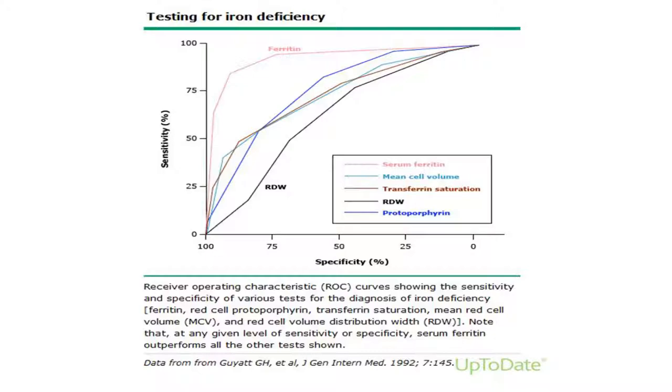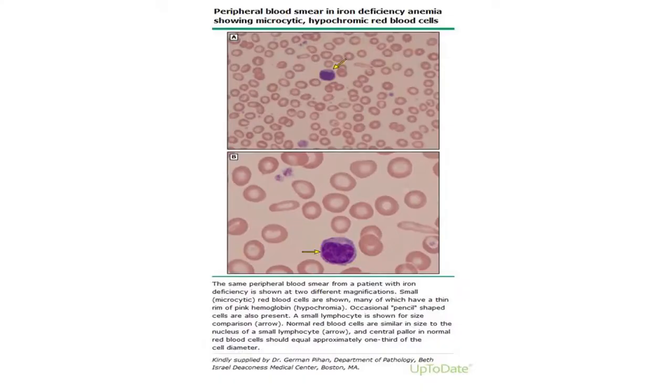Here a graph tells you how serum ferritin is very helpful in diagnosing iron deficiency anemia. It is the most specific and most reliable. The others like the MCV, transferrin saturation, protoporphyrin, RDW are less specific for iron deficiency anemia. So don't forget the importance of the smear in diagnosing any patient with anemia. If you have a patient with iron deficiency anemia, especially one reaching severe anemia, you would see microcytic hypochromic cells. How do we know the RBC is smaller? We compare it to the nucleus of the lymphocyte, which is present in the lower picture.